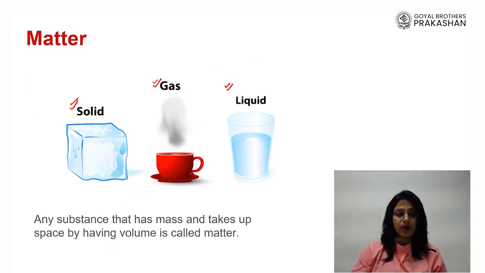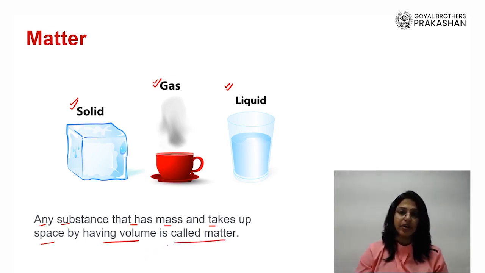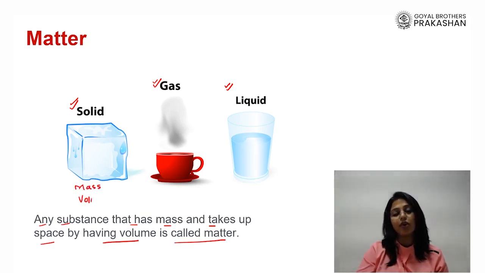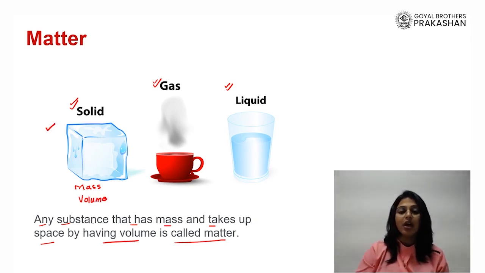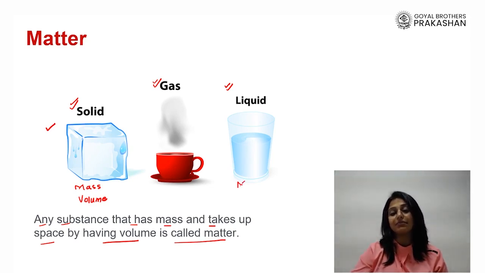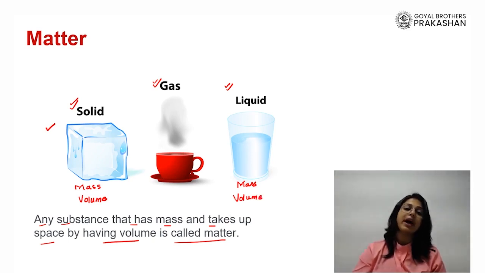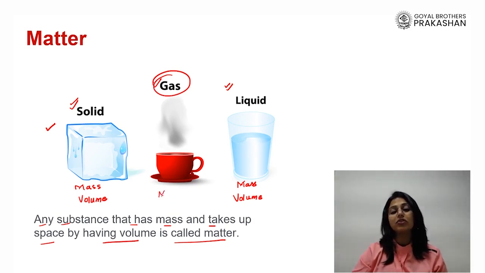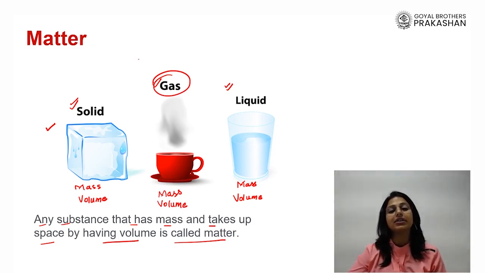As we discussed already, any substance that has mass and takes up space by having volume is what we call matter. Any solid object will have mass and occupy some volume and space, and is matter. Liquids also have mass and occupy space by having volume, hence they are also matter. And so is the case with gases. Though we feel they do not have mass, they do have mass and they also occupy space, that means they have volume. So these are the three states of matter.